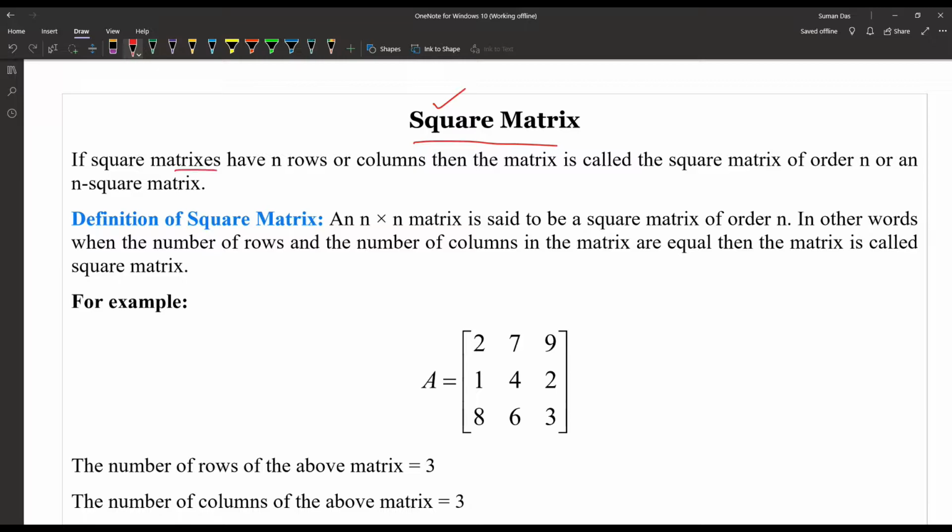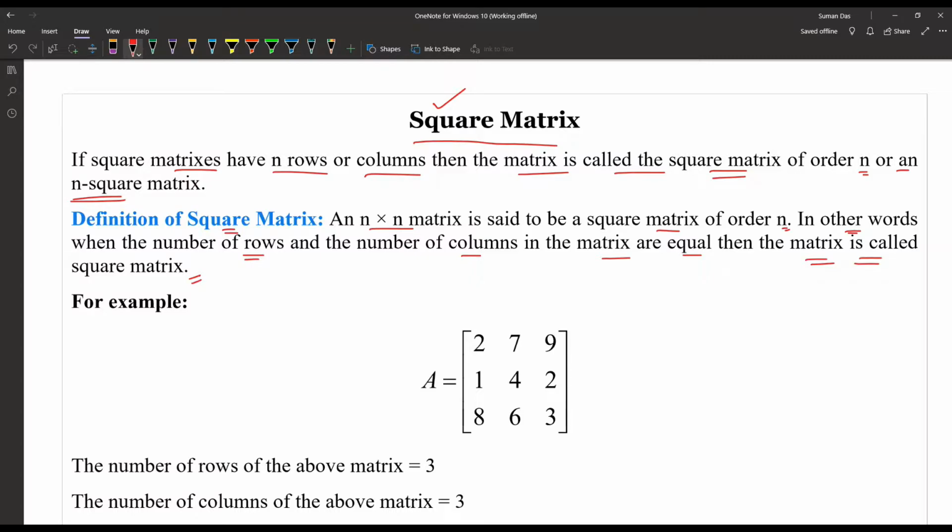If a matrix has n rows and n columns, then the matrix is called a square matrix of order n, or an n square matrix. Once again, n square matrix. What is the definition of a square matrix? An n cross n matrix is said to be a square matrix of order n. In other words, when the number of rows and the number of columns in the matrix are equal, then the matrix is called a square matrix.